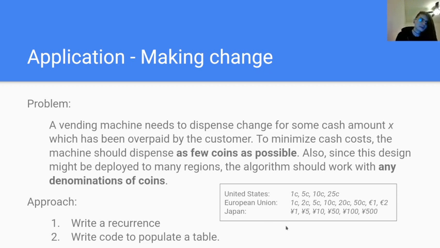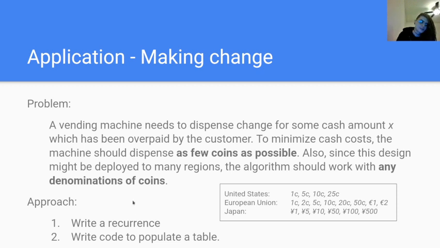So here are the denominations. Like for the US, we have pennies, nickels, dimes, and quarters. The European Union has euro cents and euros. Japan has yen. These are all the different coins that are in common circulation in these countries. There's also some other coins in the United States that are not used very commonly.